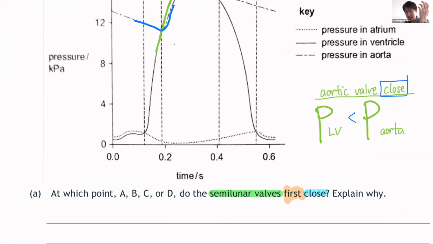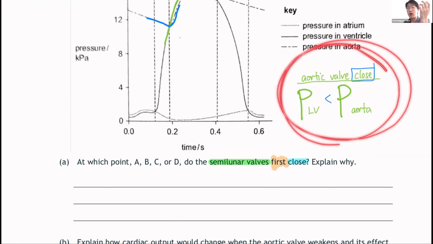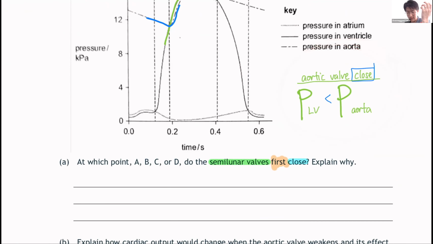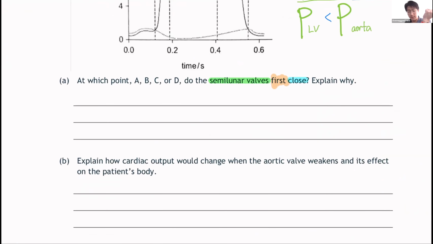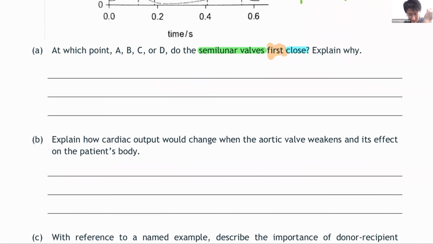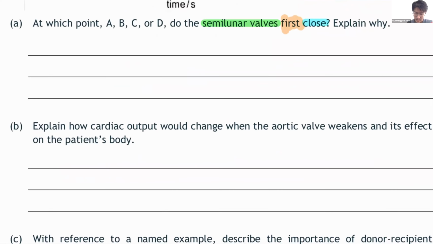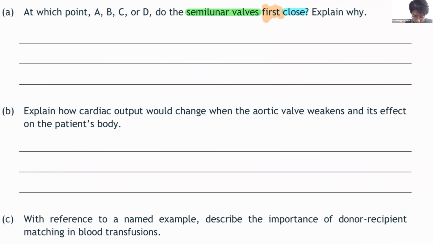Okay, so we understand this already. This is what we are going to try to put into words over here. At which point do the semilunar valves first close? Let's put it down together. Point C, semilunar valves first close.